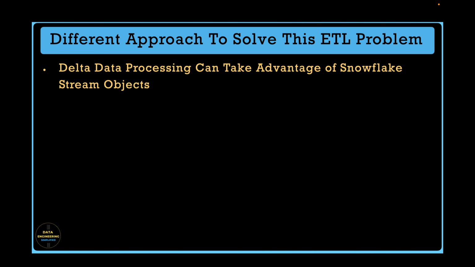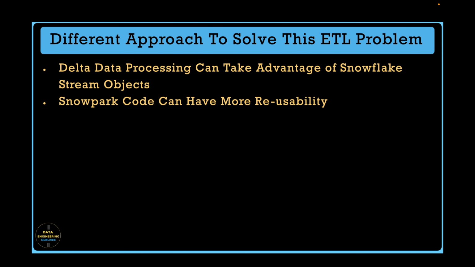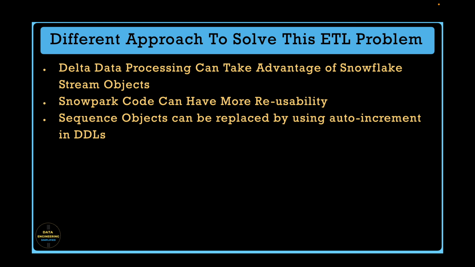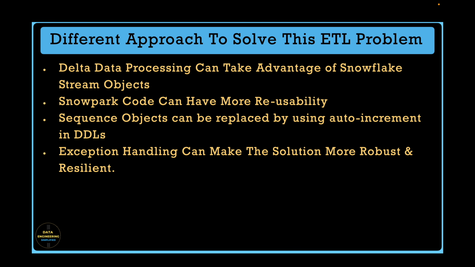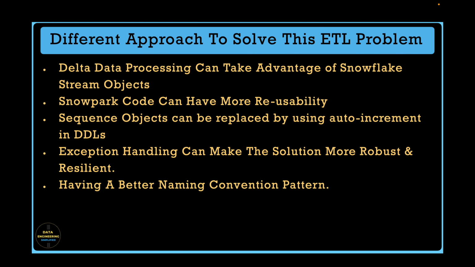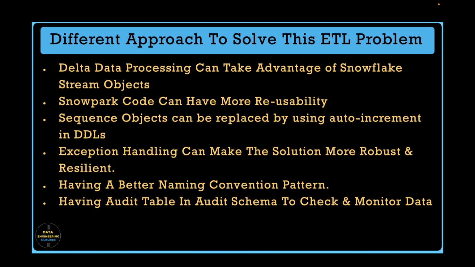Delta processing can take advantage of Snowflake stream objects. Snowpark code can have more reusability. Sequence objects can be replaced by using auto-increment in DDL. Exception handling can make the solution more robust and resilient. Having better naming convention patterns. Having an audit table in an audit schema to check and monitor the data processing.